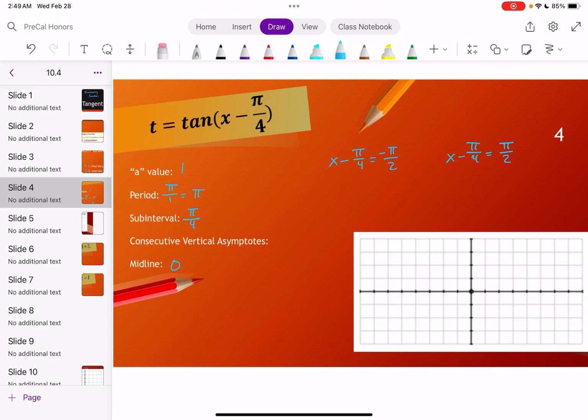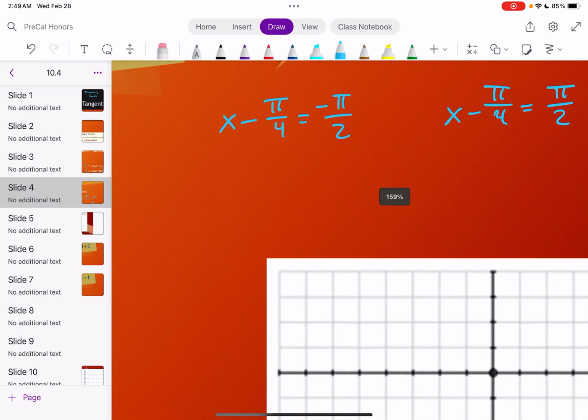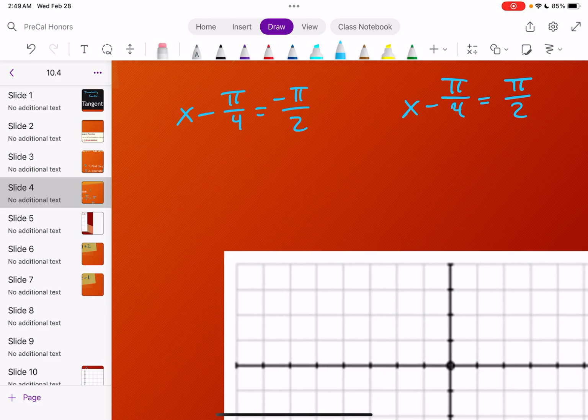Now, we already know that moving over the negative pi over 4 to the right-hand side would be the way to isolate your x. But before you can do that, you have to convert your negative pi over 2 into a denominator that works with pi over 4. In this case, we're going to rewrite the equation with a denominator of 4. So x minus pi over 4 is equal to negative 2 pi over 4. And x minus pi over 4 is equal to 2 pi over 4.